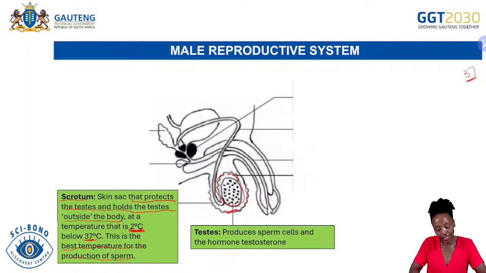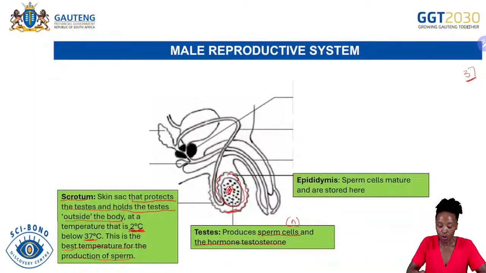What is the function of the testes? The function of the testes is to produce the sperm cells and also to produce the hormone called testosterone, which we're going to do in part 2 of the lesson. When we talk about meiosis in human males, meiosis takes place in the testes for the production of the sperm cells that are haploid. Not only that, the testes also produce the hormone called testosterone.